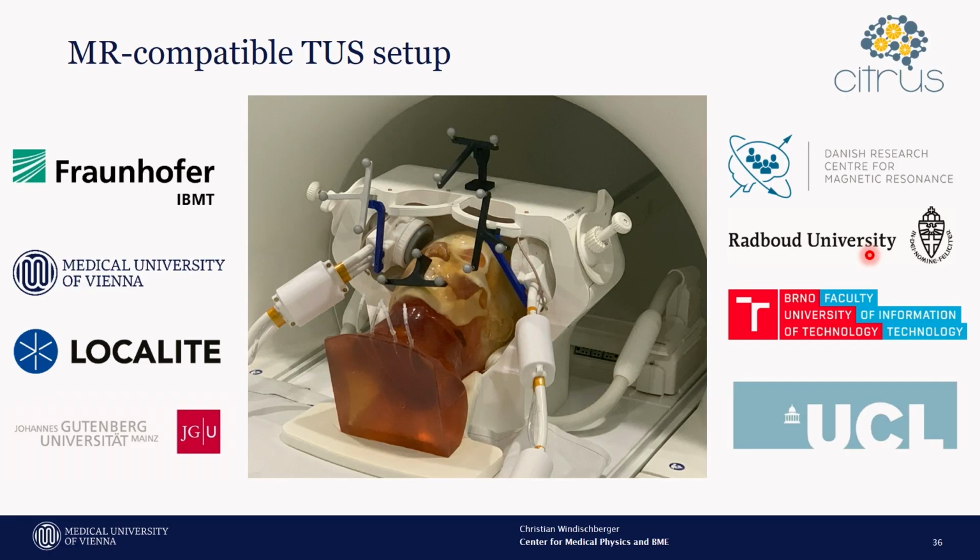This is what we use in the Citrus project, where we are developing such a setup that includes a dedicated MRI coil. So this is the white thing that you see there. In addition, we have 2 transducers. So these are the 2 steerable transducers. And then we have a bunch of trackers for neuronavigation. So you put the subject in, position everything in a nice way, and then you run your experiment.